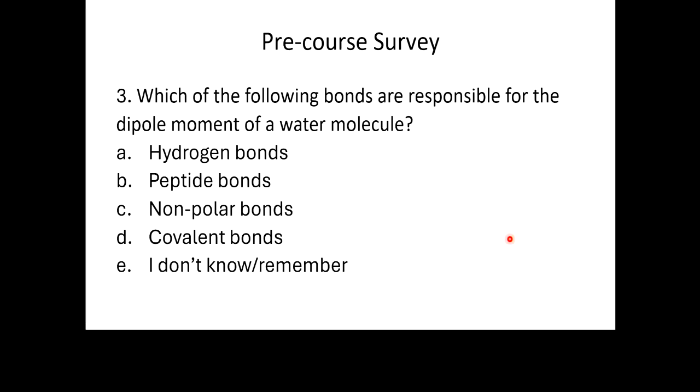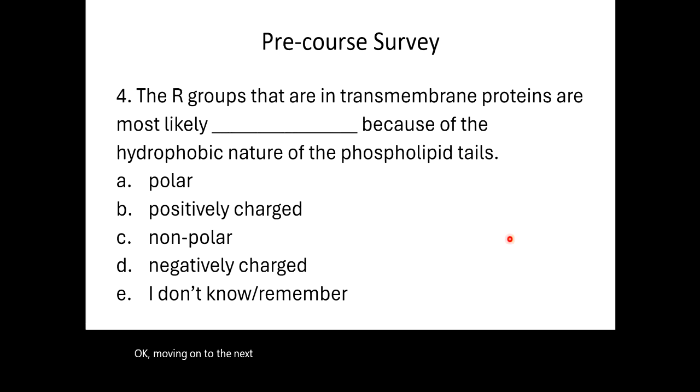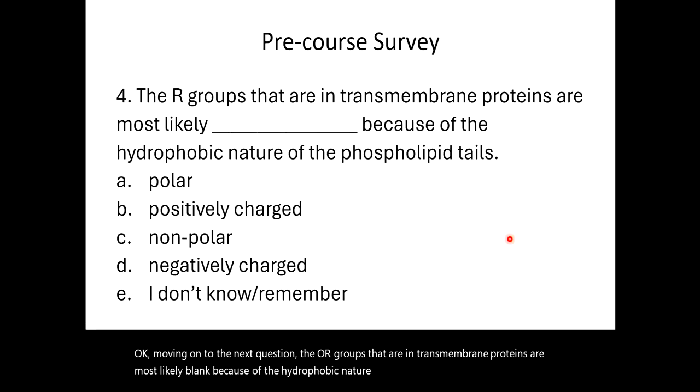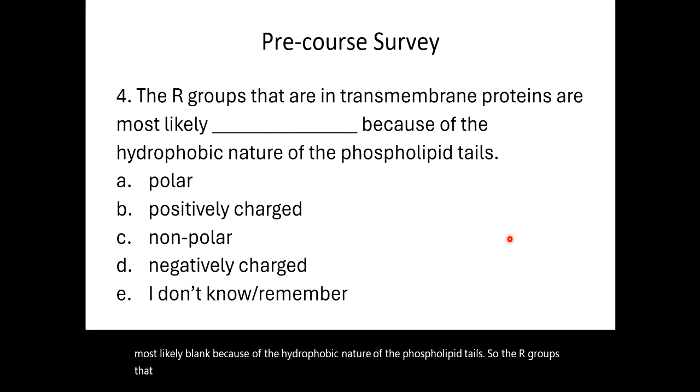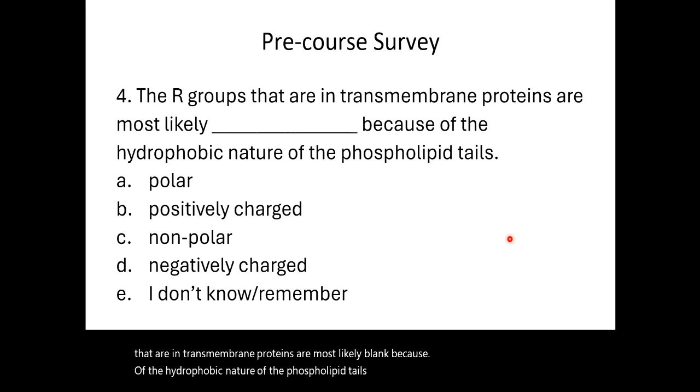Okay, moving on to the next question. The R groups that are in transmembrane proteins are most likely blank because of the hydrophobic nature of the phospholipid tails. So do you think these R groups are polar?